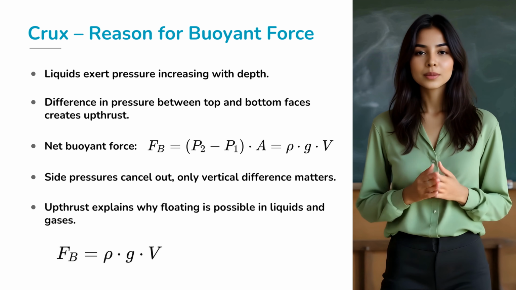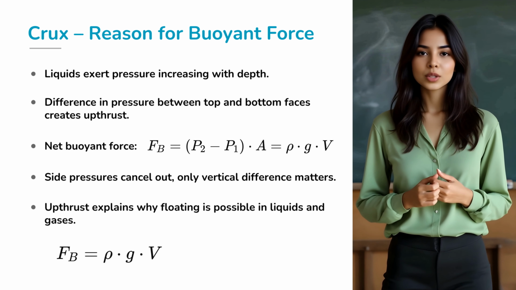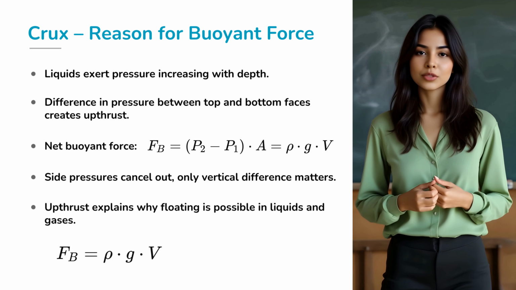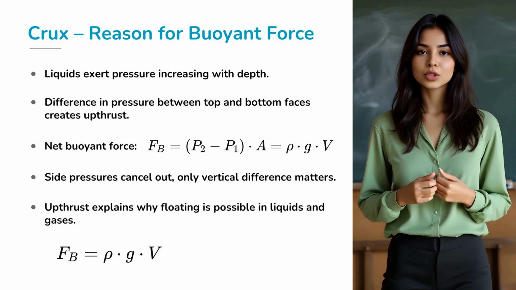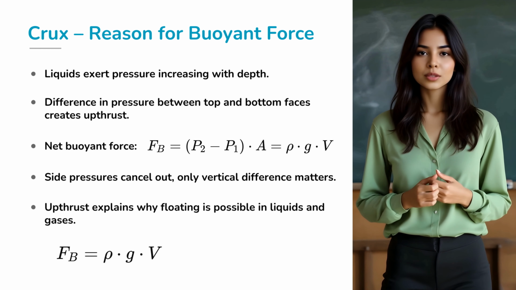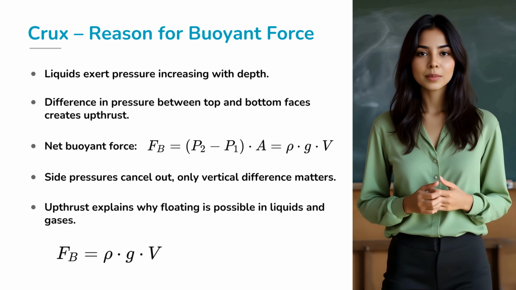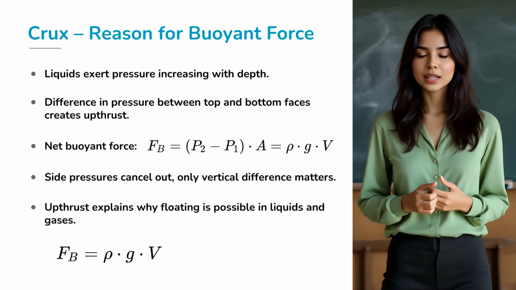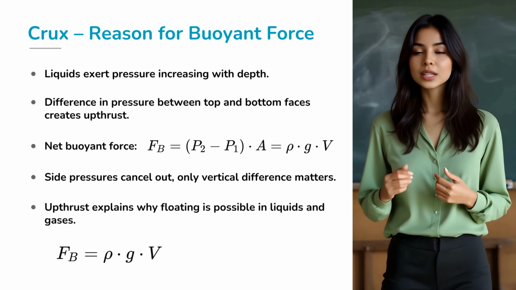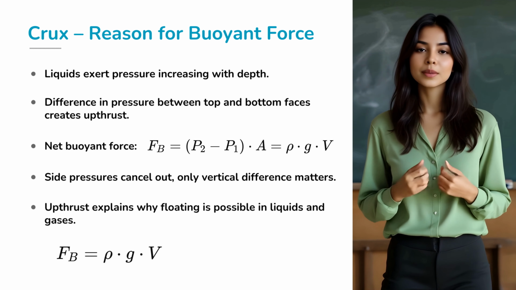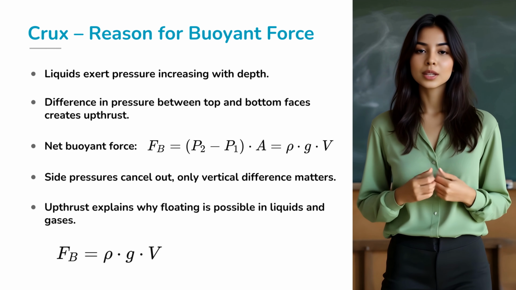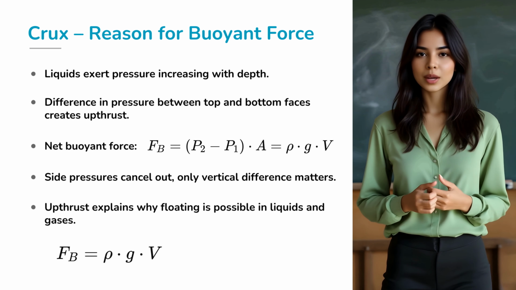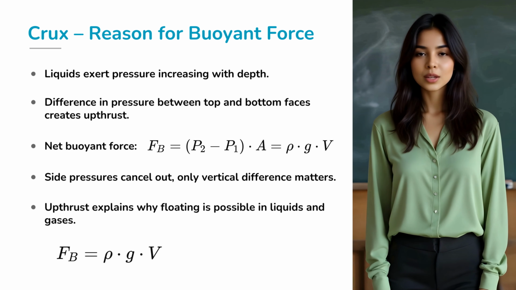So let's wrap this up. Liquids exert pressure in all directions, but this pressure increases with depth. Because the bottom of an immersed body is at a greater depth than the top, there is a net upward force, the buoyant force or upthrust. Mathematically, F_B equals (P2 minus P1) into A, which simplifies beautifully to rho times g times V. The horizontal forces cancel out, leaving only this vertical difference. That's the real reason why boats float, why balloons rise, and why you feel lighter in water.